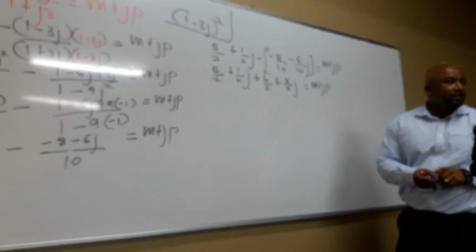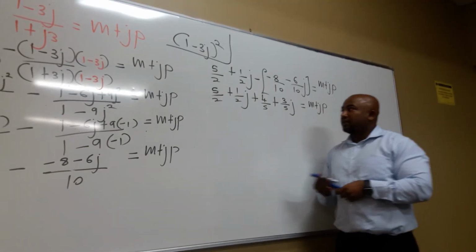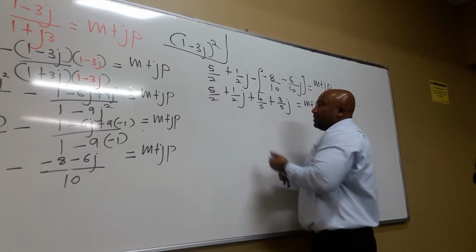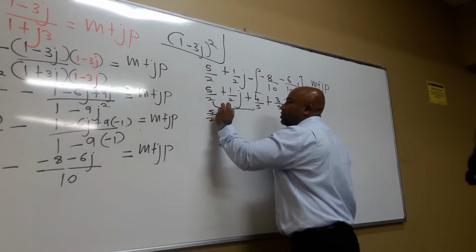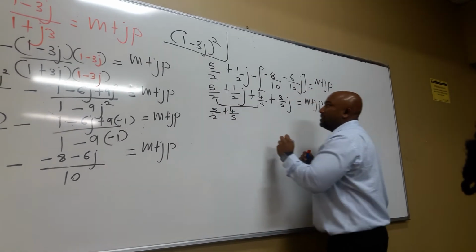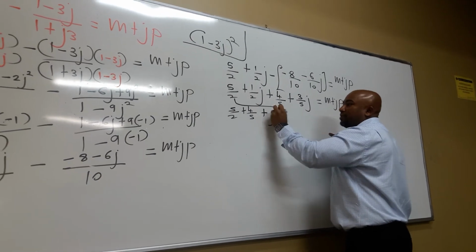So now it's just a simple addition on the left hand side. Can you see that? So what are we going to add here? We are adding these two. So we got 5 over 2 plus 4 over 5 here. Here I can add these two also. I can take out j as a common factor.